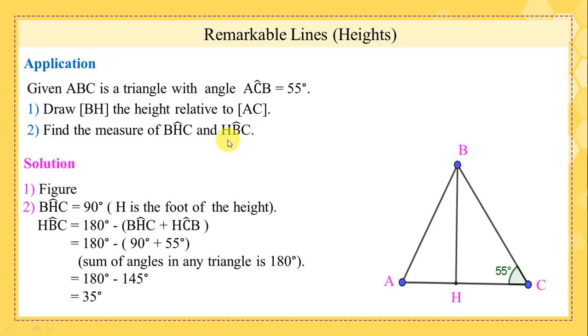Now we have to find the measure of HBC. In triangle HBC, angle C is equal to 55 degrees by given, and angle H is equal to 90 degrees. Now to find angle B, we know that the sum of angles in any triangle is equal to 180 degrees. Then 180 degrees minus (90 degrees plus 55 degrees), which is 180 degrees minus 145 degrees, 35 degrees. HBC is equal to 35 degrees.